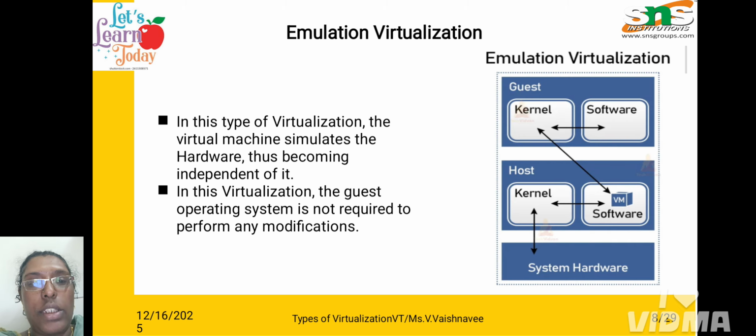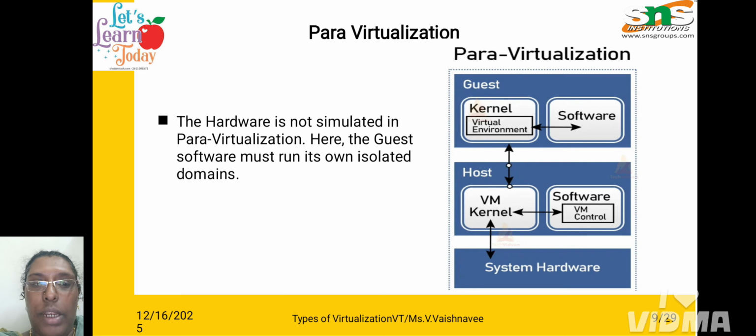Para-virtualization. In para-virtualization, hardware is not fully simulated. The guest operating system must be modified. The modified guest OS communicates directly with the hypervisor. Instead of pretending that hardware exists, the OS knows it is virtualized and cooperates with the hypervisor. The advantage is better performance and reduced overhead, whereas the limitation is that it requires OS modification. Not all operating systems support it.